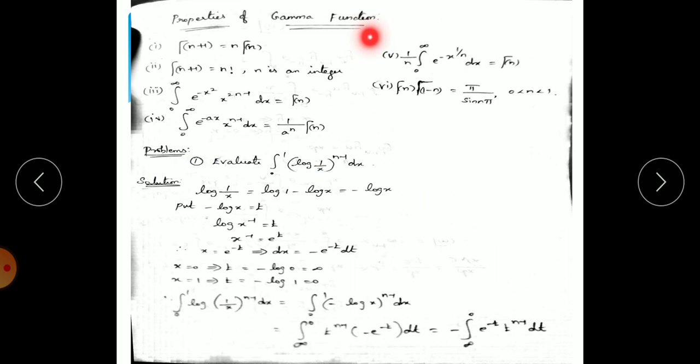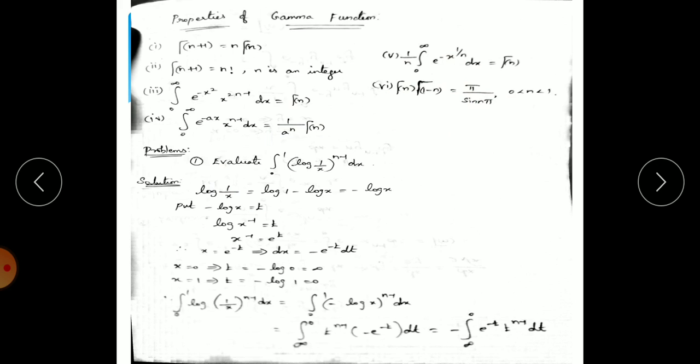First, properties of gamma function. Gamma of n plus 1 equals n into gamma of n. Gamma of n plus 1 equals n factorial. Then the integral over 0 to infinity of e power minus x squared into x power 2n minus 1 dx equals gamma of n. And the integral over 0 to infinity of e power minus ax into x power n minus 1 dx equals gamma n by a power n. Sorry, gamma n. And the fifth and sixth properties also; we have 6 properties for the gamma function. They may be asked in the 2 marks problems.